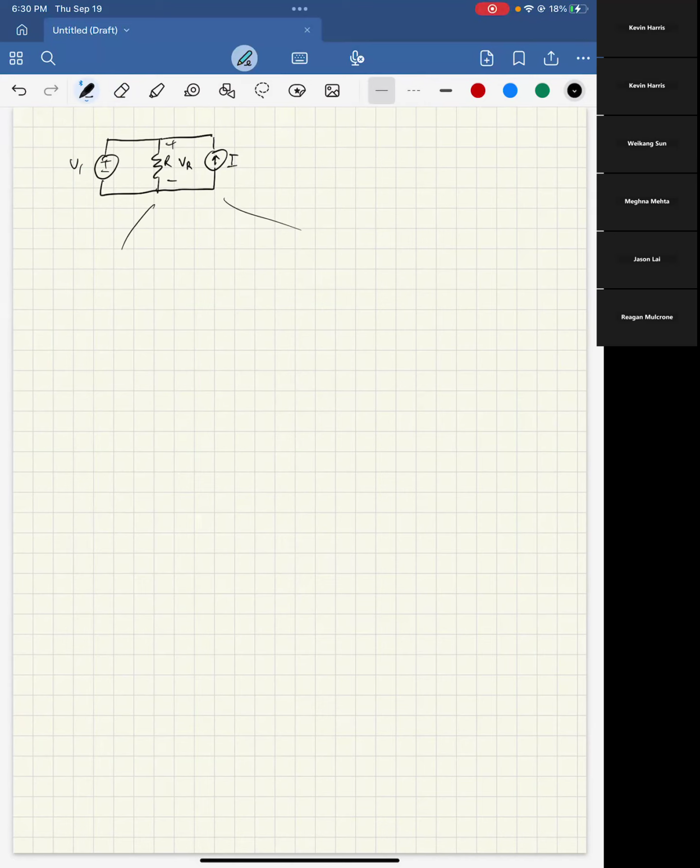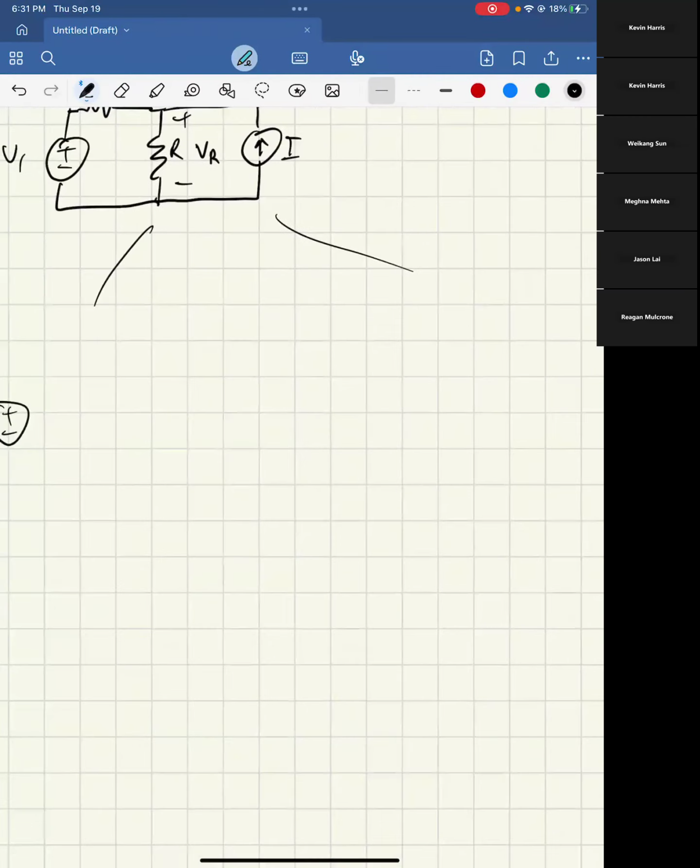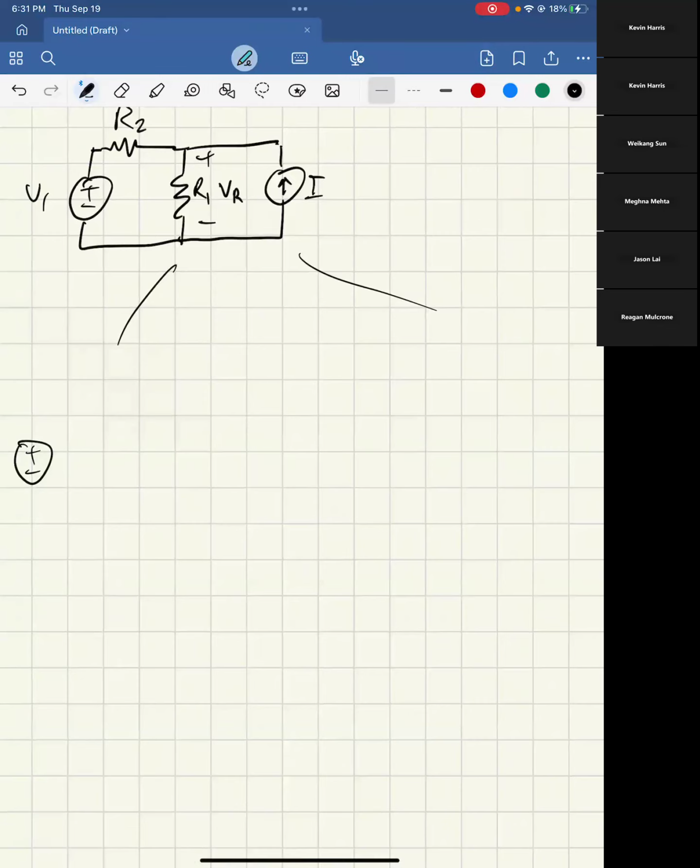So for this left half, we'll focus on the V source. So this can be V1. Actually, this example will be a bit more poignant and useful if I make another resistor here. So this can be R1 and this can be R2.